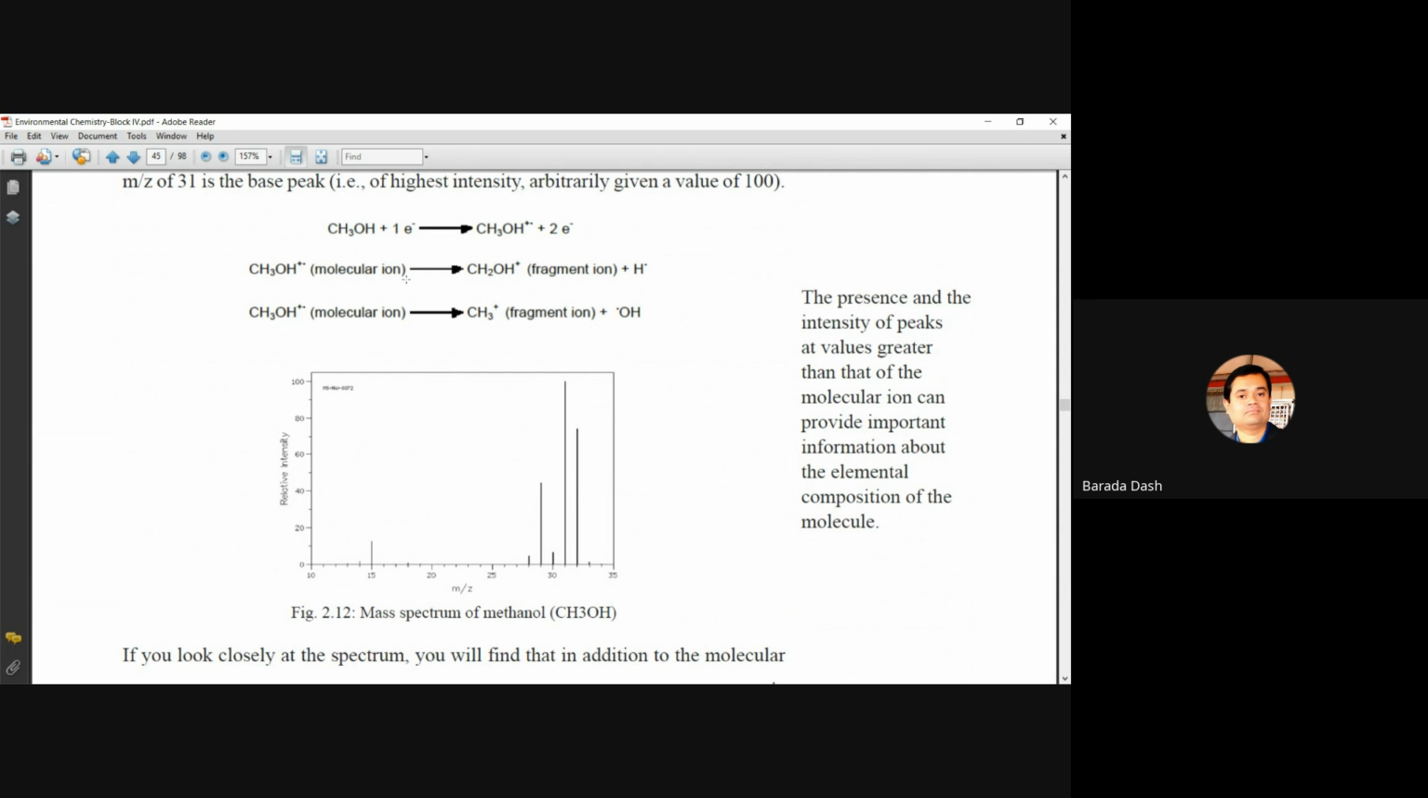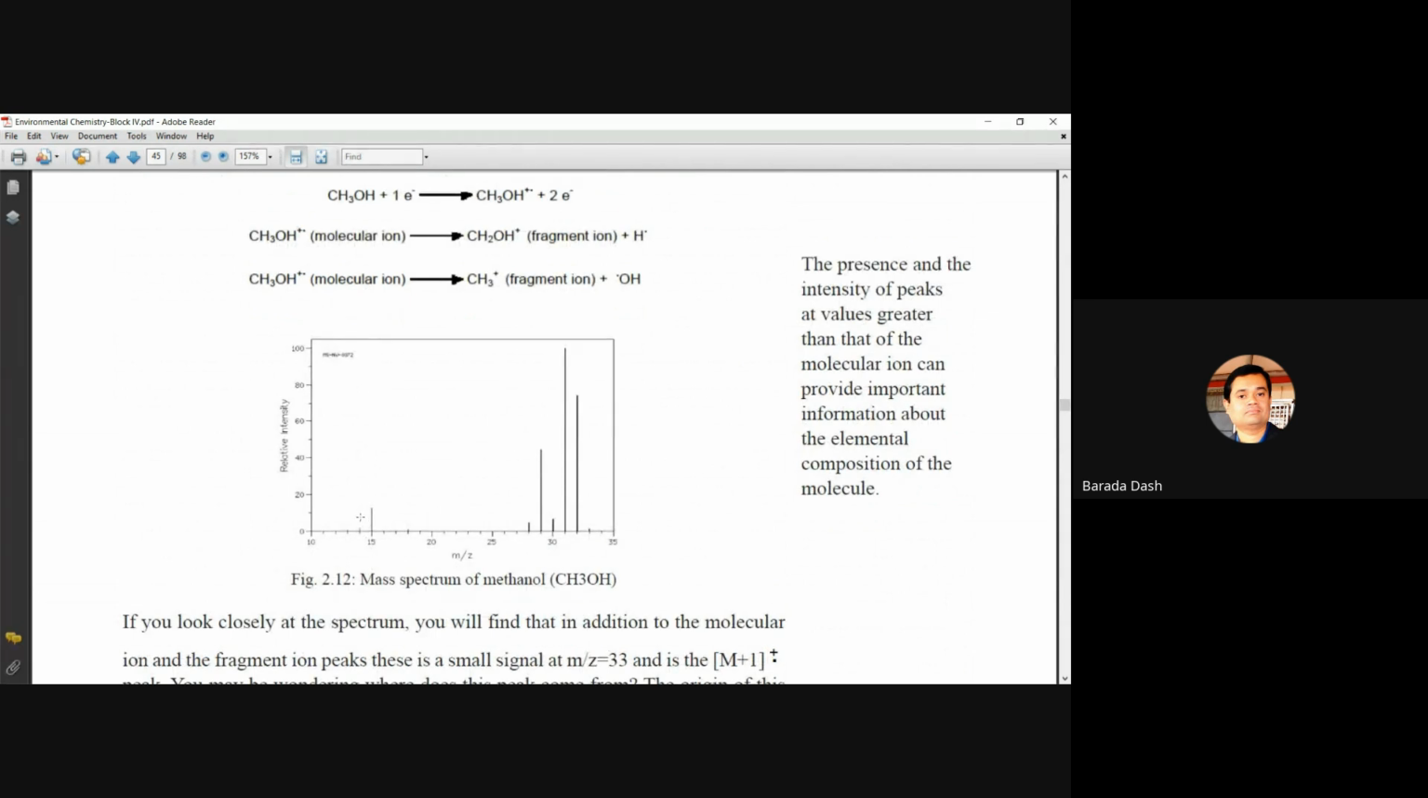So this is the mass spectrum of methanol. CH3OH: the molecular weight is how much? It is 32. CH3OH is 15, 16 plus 16, 32. So at 32 here, this is the molecular ion peak, and so many fragment ion peaks are also there.